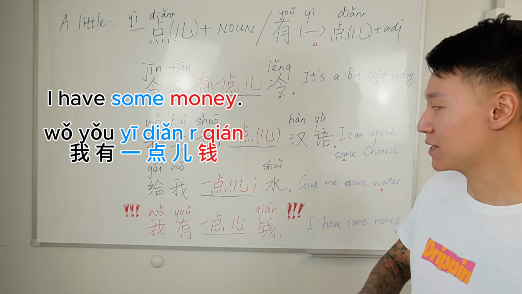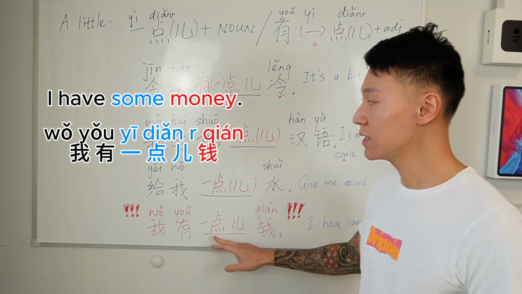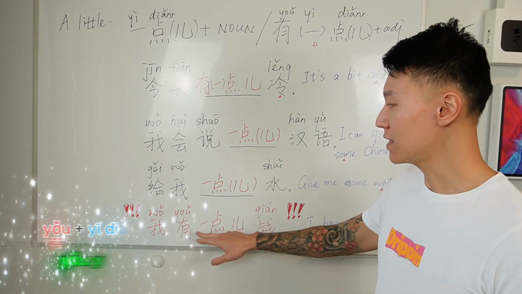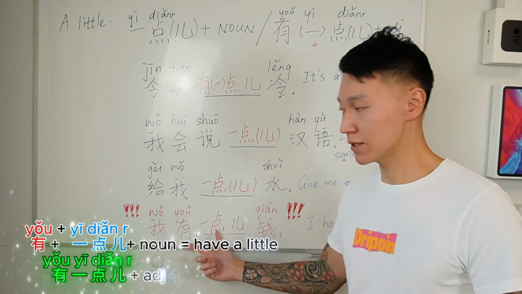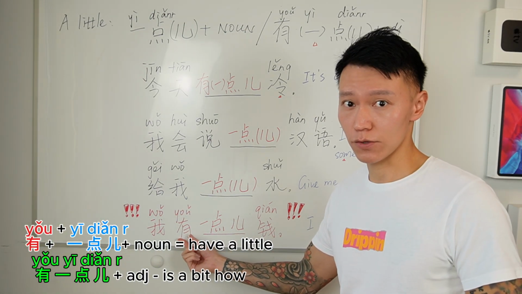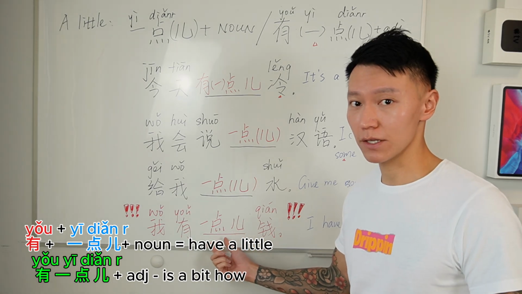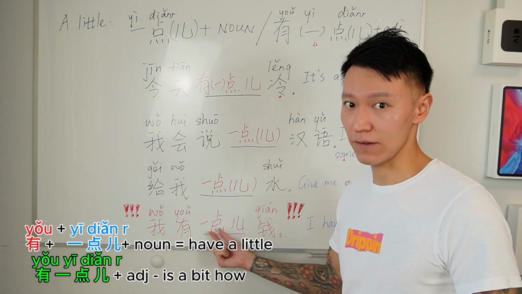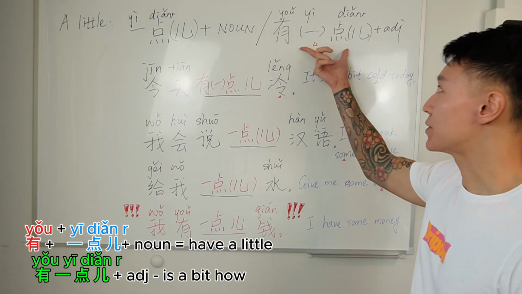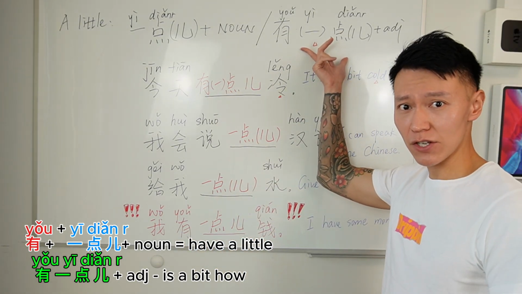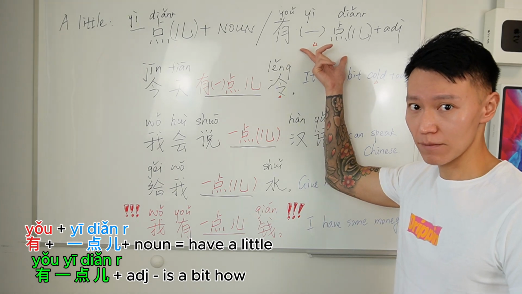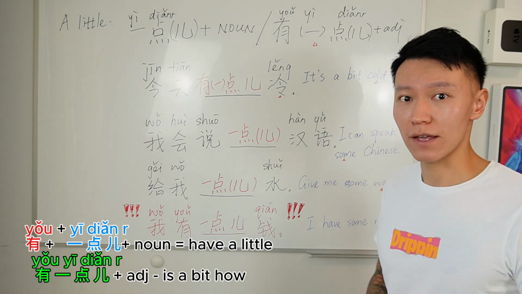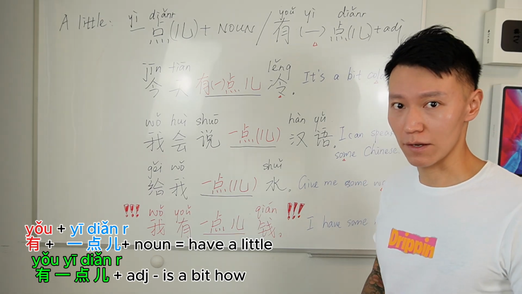And please pay attention, this 有一点儿 does not equal this 有一点儿, because this 有一点儿 has two parts. 有 means to have, 一点儿 means a little. So 有一点儿 means have a little. But this 有一点儿, it's already a chunk. We cannot separate them. So this 有一点儿 is used in front of an adjective, meaning a little bit.